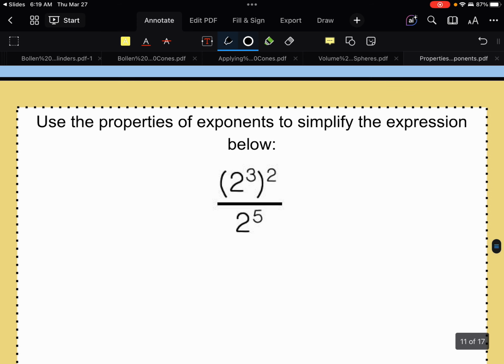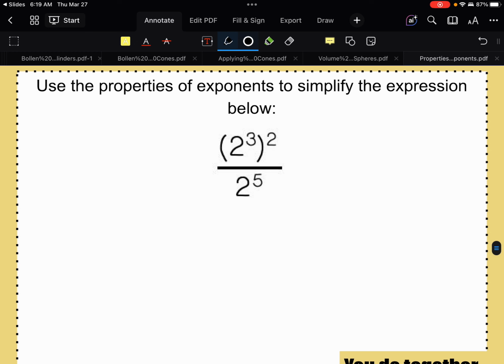Alright. Go ahead and pause. I really want you to try this one on your own, and then I am going to go over it, but go ahead and pause.